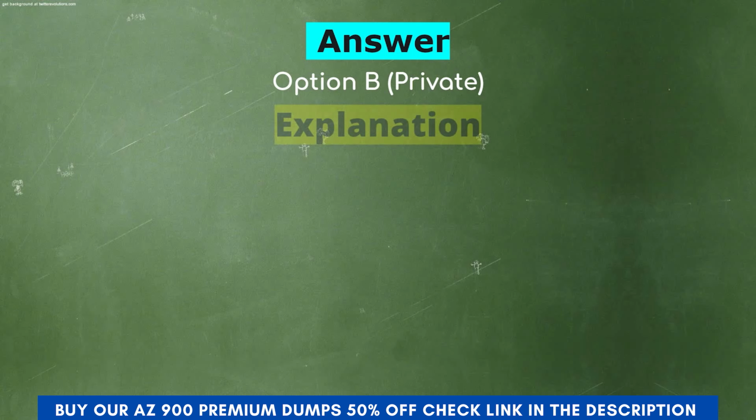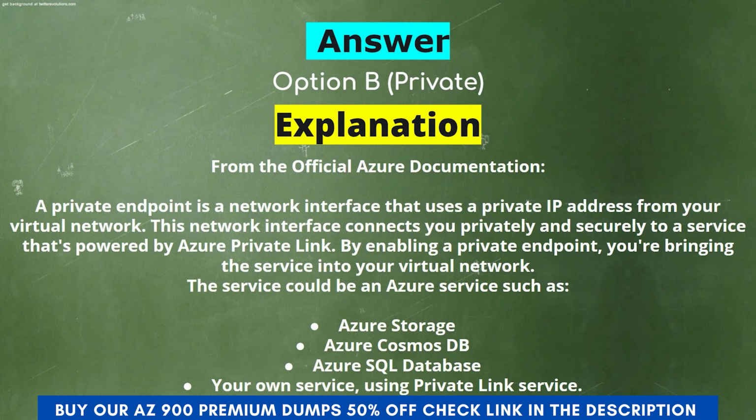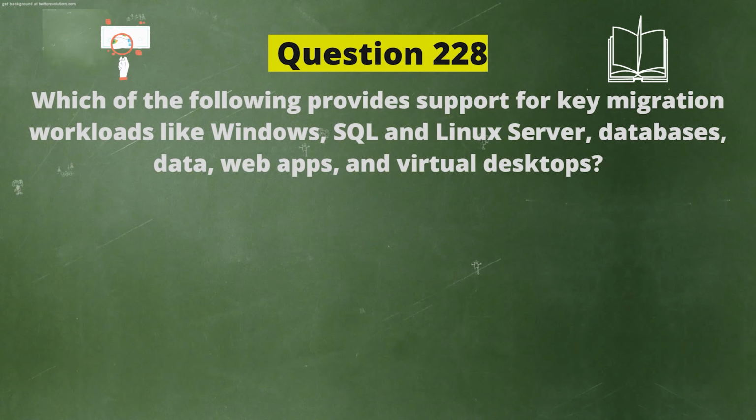Private. Explanation. A private endpoint is a network interface that uses a private IP address from your virtual network. This network interface connects you privately and securely to a service that's powered by Azure Private Link. By enabling a private endpoint, you are bringing the service into your virtual network. The service could be an Azure service such as Azure Storage, Azure Cosmos DB, Azure SQL Database, or your own service using Private Link service.